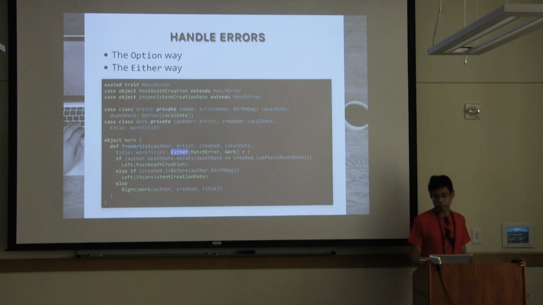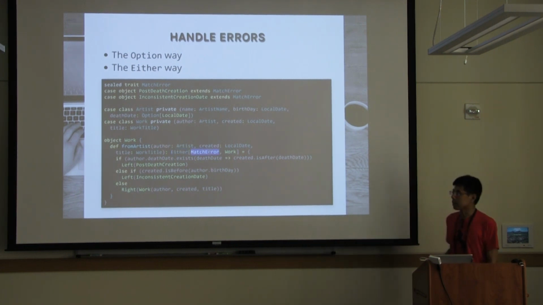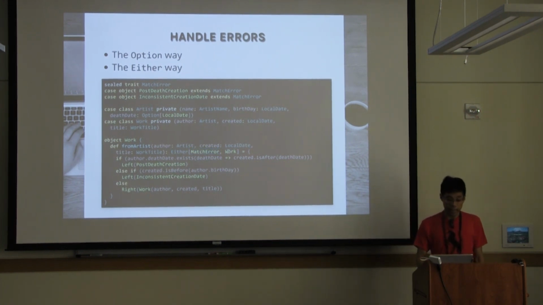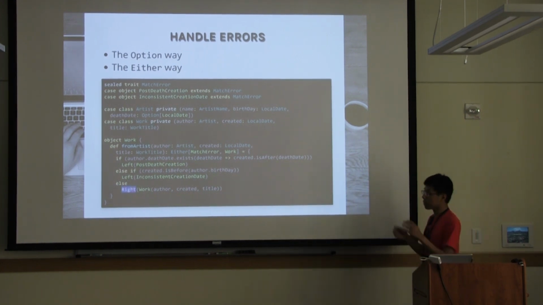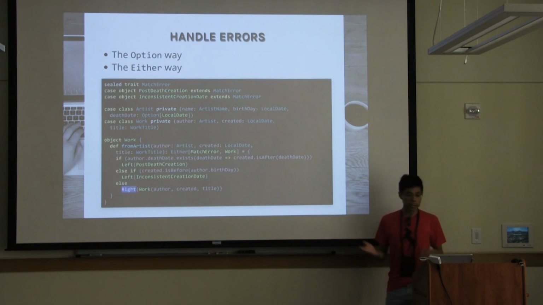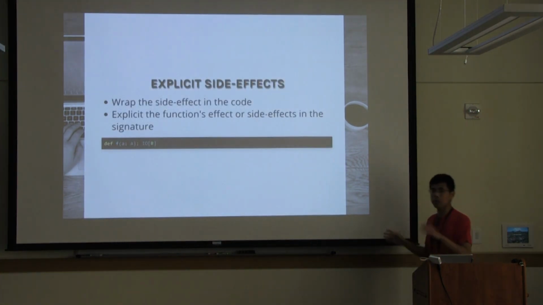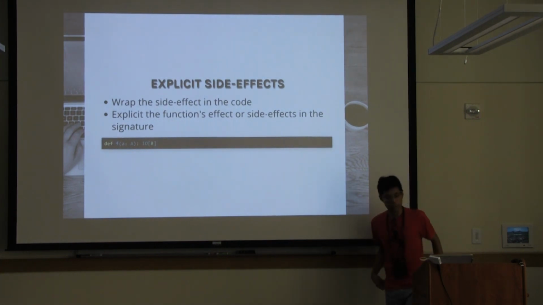And for the either way, you just have to have an either to specify the type of errors that you can get and the type of result that you can have. And if there's an error, instead of throwing an exception, you just return a left with the reason for the error. And if the computation succeeded, then you just take that value and wrap it inside the right. So I'm going very quickly on those because I think you already all know how to use those data types.